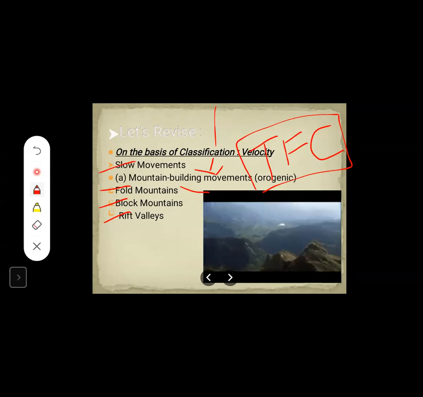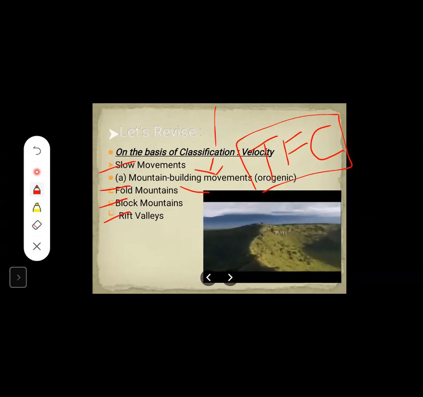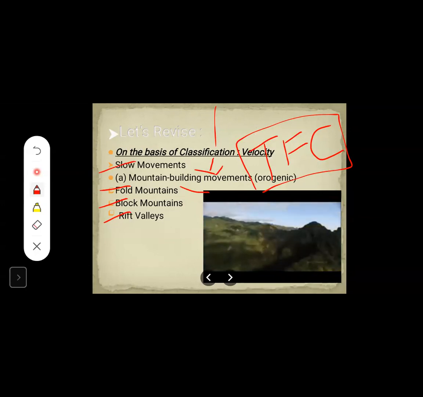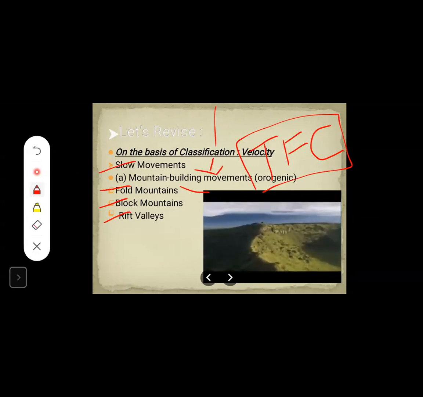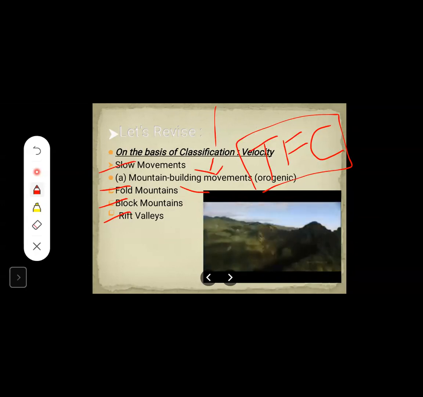And for the block mountains, what is the example? The Meghalaya Plateau of India. Yes, and the Black Forest Mountains. Next, about the Rift Valley. Rift Valley example is the Narmada Rift Valley of the Narmada River in India. And the Great Rift Valley of Africa.